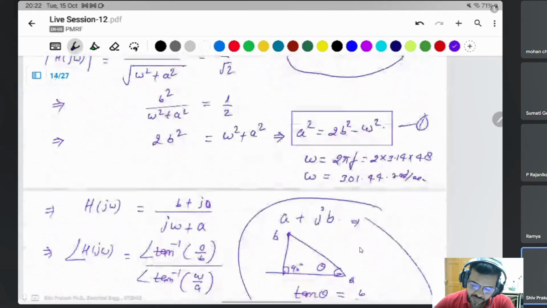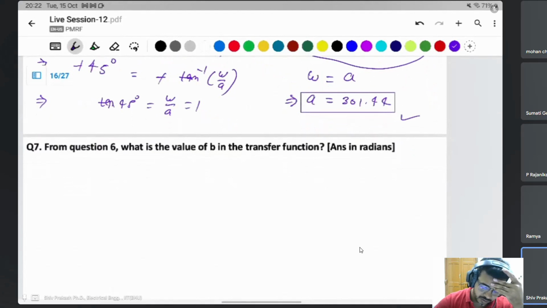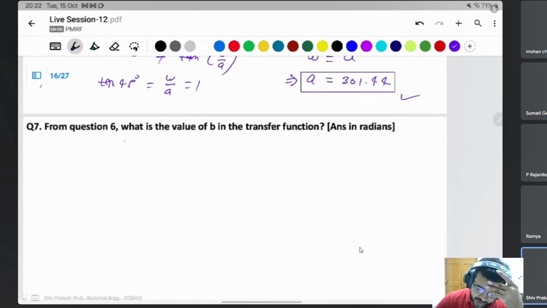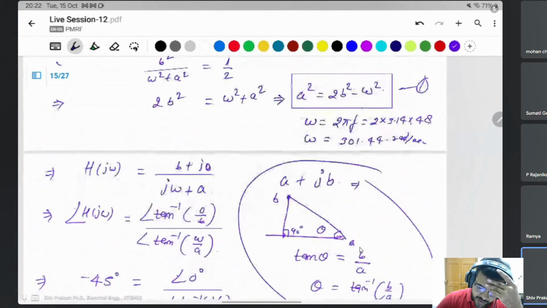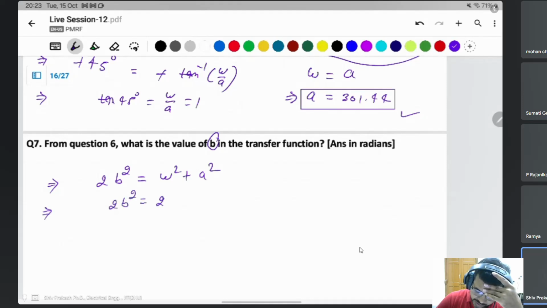From the angle you can calculate the a value. Same thing for b. You can calculate b from here. 2b square is equal to omega square plus a square. Omega and a are equal, then 2b square is equal to 2a square, then b by a will be the same, 301.44.